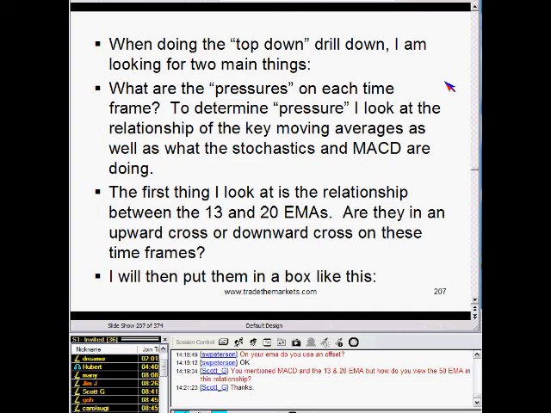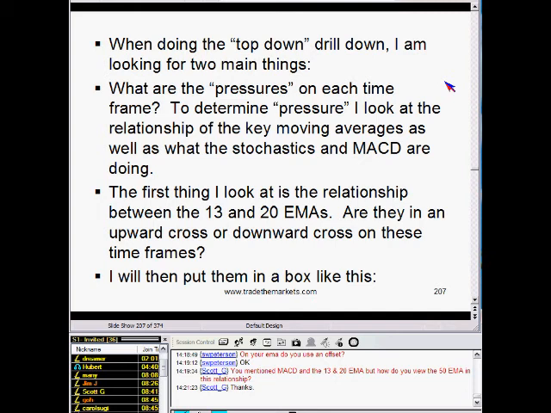The first thing I'm looking for is I'm trying to figure out what are the key pressures on the market today. And by key pressures, I mean, what is the pressure on the monthly chart? Are the stochastics rolling higher or are they rolling lower? Is the MACD rolling higher or is it rolling lower? Because that's very, very significant. If the MACDs are rolling lower and the stochastics are rolling lower on a monthly chart, that means that overall, the heaviest pressure on the markets is down.